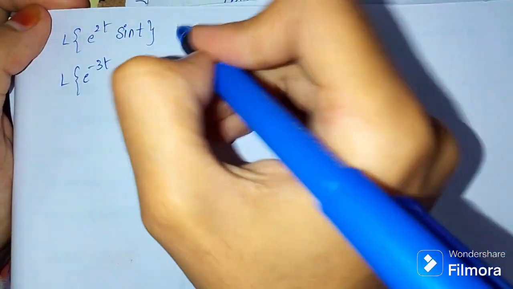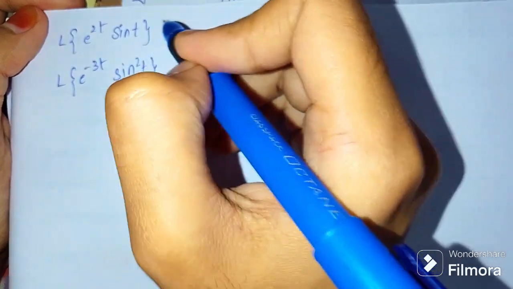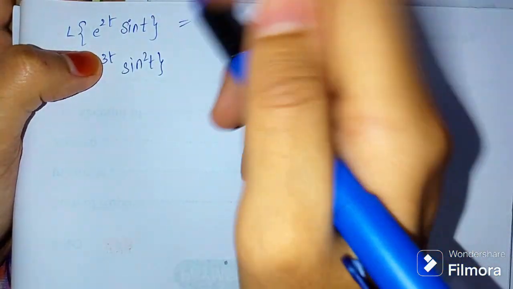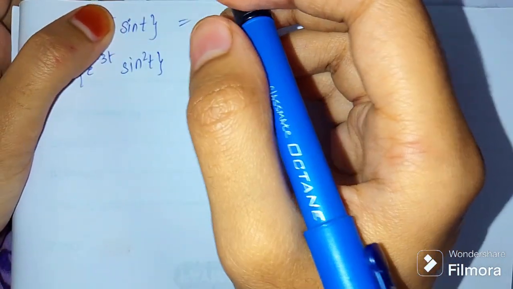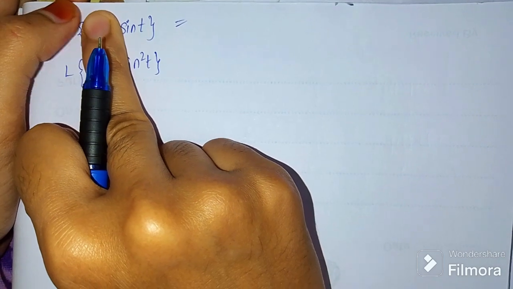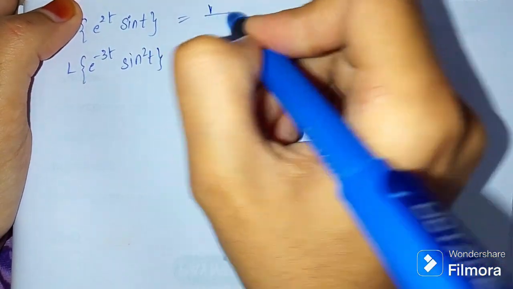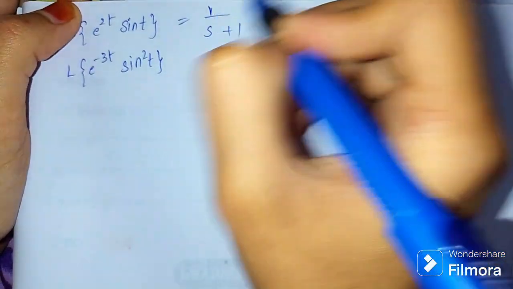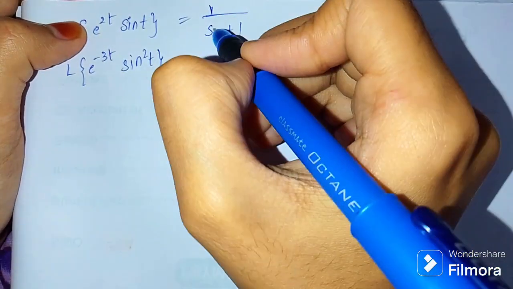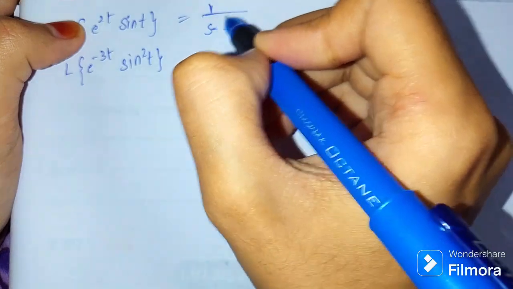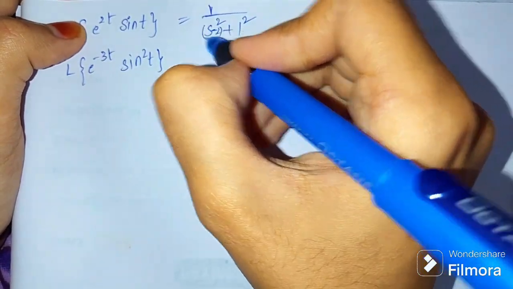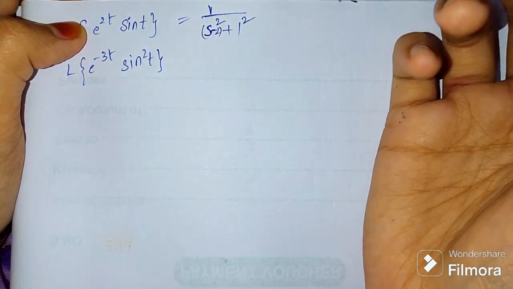Laplace of e power 2t into sin t. By first shift property, we have the exponent term multiplying with our function, so just think it's not there. Then what is your answer? Laplace of sin t answer is 1 by s square plus 1. Now because it is there, and a is 2, in place of s I'll write s minus 2. That's it. Understood?